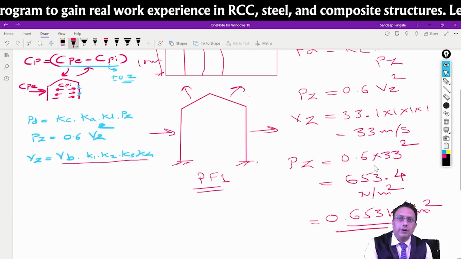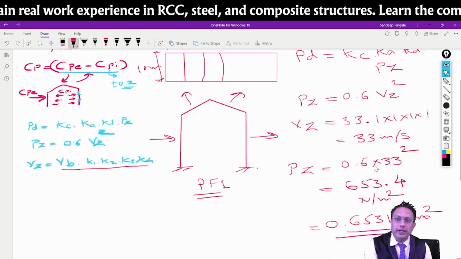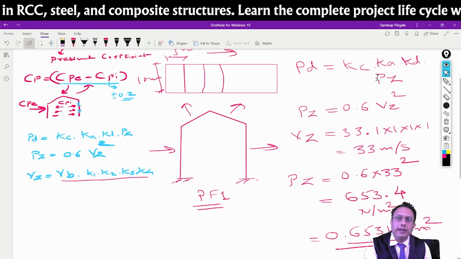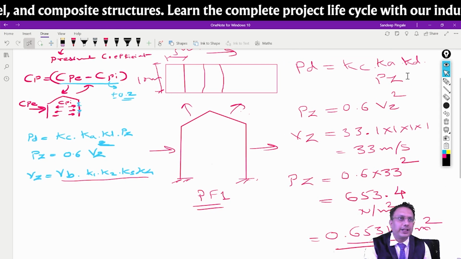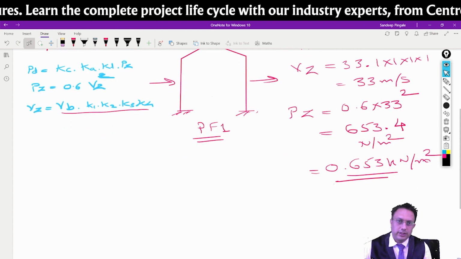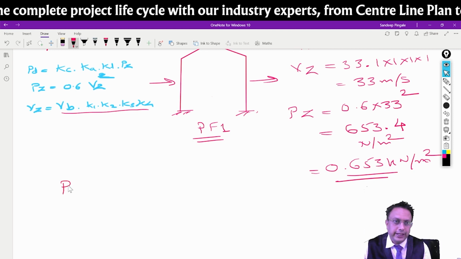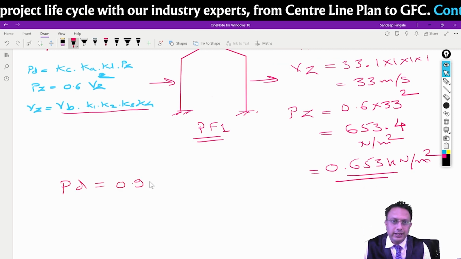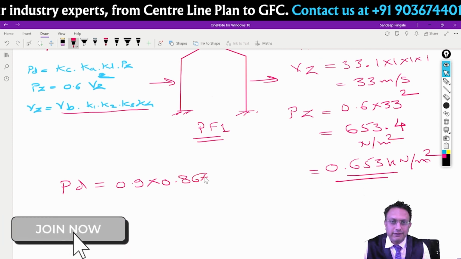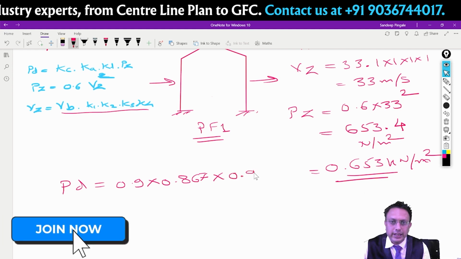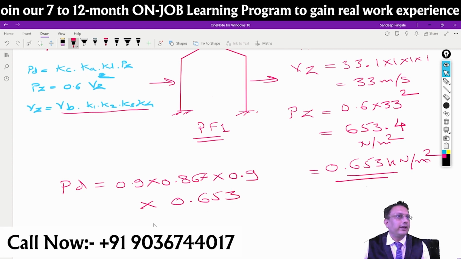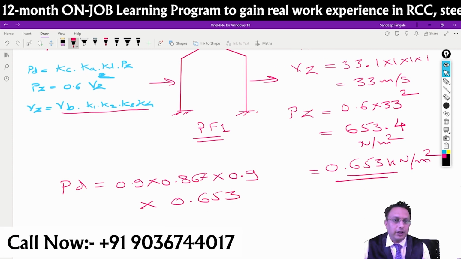Okay, good. Now, once you get the Pz value, we will calculate the Pd. Now, Pd is what? 0.9 into 0.9 into 0.867 into 0.653, correct? So Pd is equal to 0.9 multiplied by 0.867, again multiplied by 0.9, multiplied by 0.653, correct? How much is that?